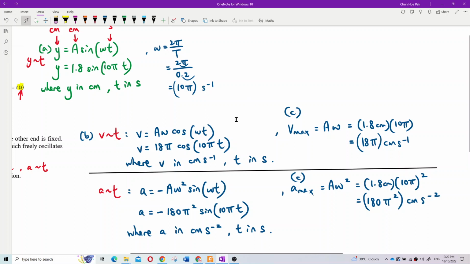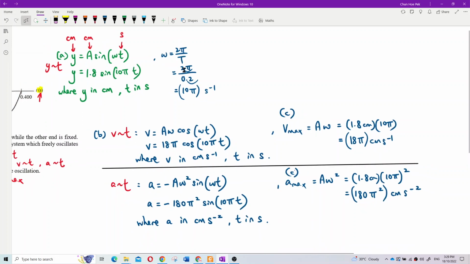So remember, Y max is amplitude, V max is A omega, A max is A omega square. Very simple to remember. No omega, got omega, this one got omega square. The units are centimeter, centimeter per second, and centimeter per second square.